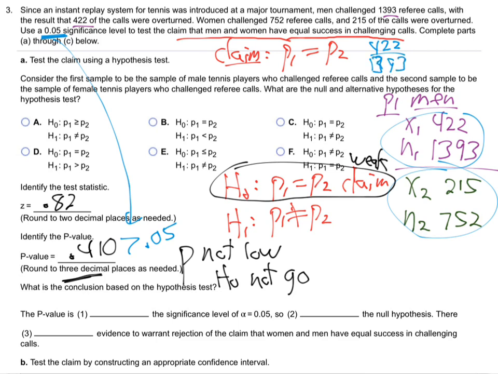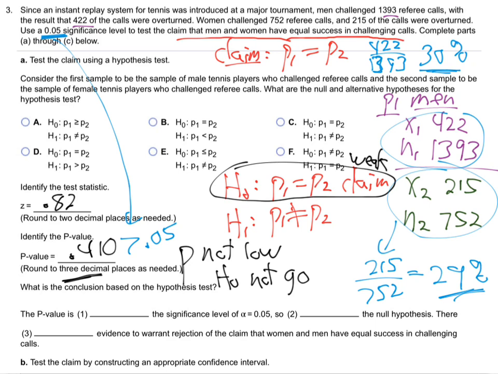If you take 422 divided by 1393 for the men, the men are coming off with 30%. They are right in their challenge 30% of the time. The women, if you take 215 over 752, it's going to be different. It's 29% of the time. They're right in their calls 29%. Look at that. Men are right more than women. Sorry, I just couldn't resist.